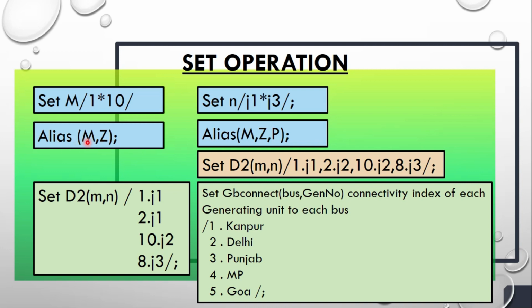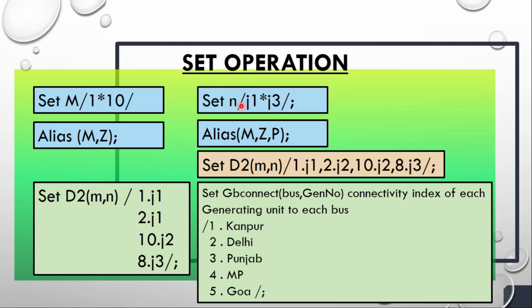So we will create a z set similar to the m set. It will just create a duplicate copy of that, or you can call it a photocopy. Similarly, if you want to create one more alias, one more photocopy of the set m, you can do so by writing z comma p, because you don't want to touch this set, you want to create a photocopy. So set z is a photocopy of m, and p is also a photocopy of m.